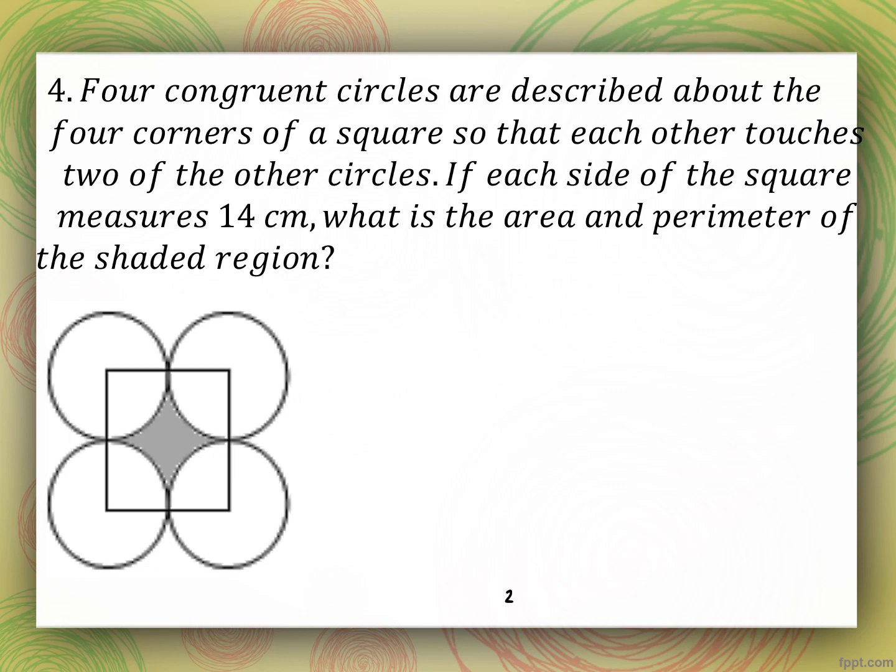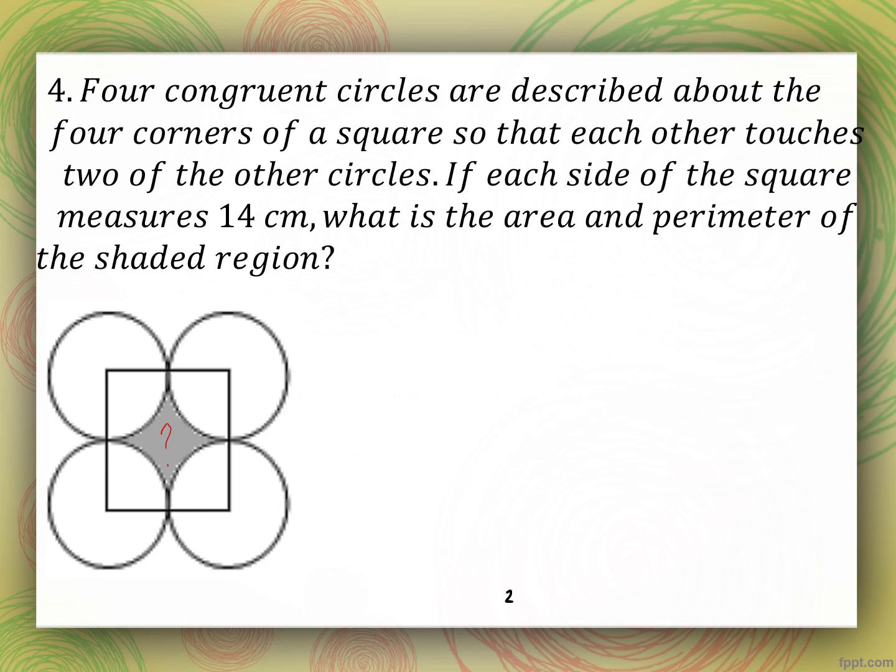Okay, let's have the last example. So we have four congruent circles described about the four corners of a square so that each one touches two of the other circles. If each side of the square measures 14 centimeters, what is the area and perimeter of the shaded region? So we're looking for this part here, the shaded part. So we need to find the area and perimeter of the shaded region.